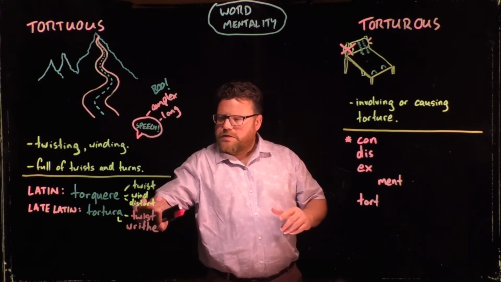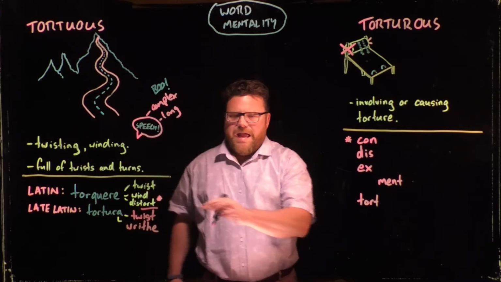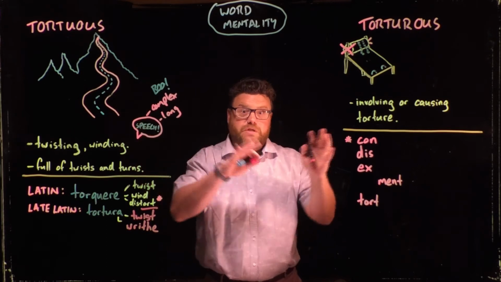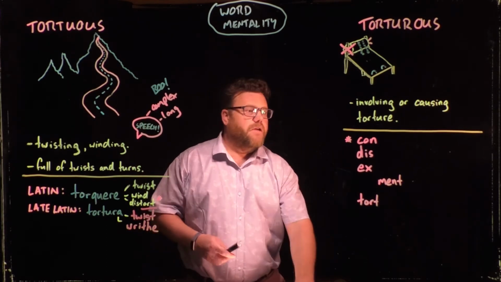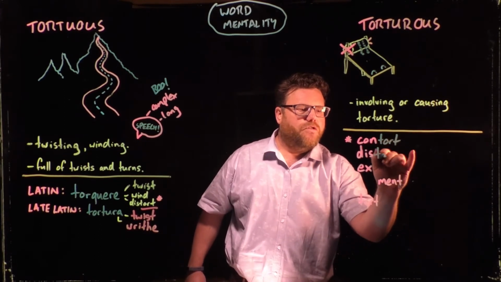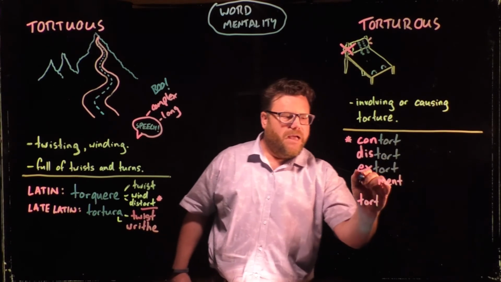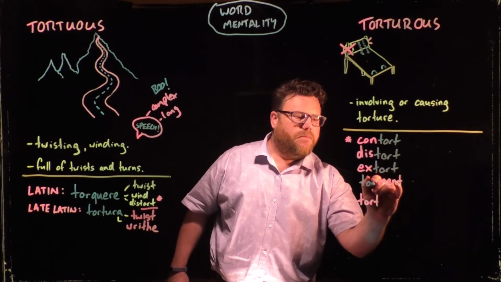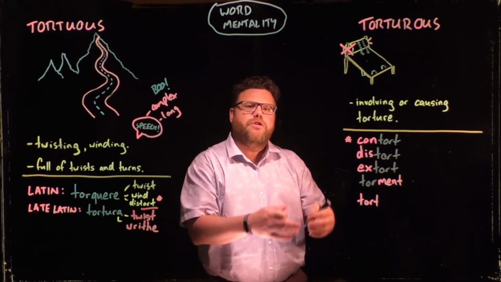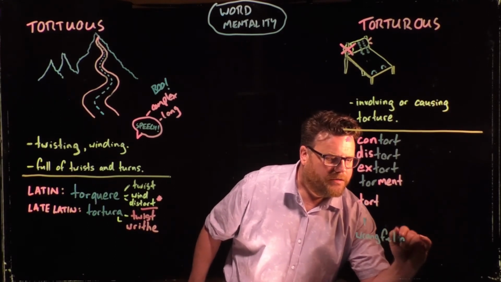If you look here at this word distort, we can see the tort within that word. And we get lots of words from this origin, the same origin as tortuous and torturous. If we look over here, I'll show you what I mean. Contort is from the same root. Distort makes sense. To extort money from someone comes from there. Torment comes from the same Latin root word. And the actual word tort, which is a legal term for a wrongful act, comes from the same origin.